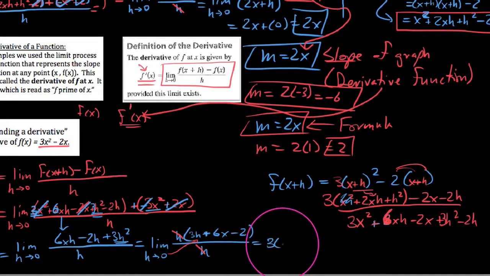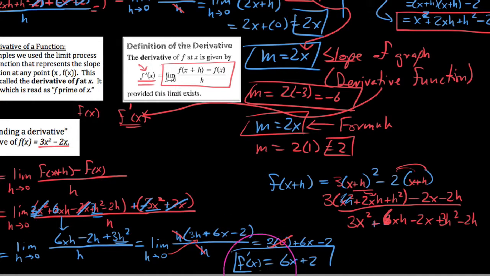So we end up with this, 3 times, in parentheses, 0, plus 6x minus 2, which this drops out, and we're left with this. f prime of x, which is our derivative formula, represents the slope of my graph at any point and is equal to this. So this formula right here is going to allow us to find the slope of this graph at any x value. For instance, if I wanted to find the slope of this graph at x equals 1, we would find f prime of 1, and this would be 6 times 1 plus 2. It would have a slope of, seems to me to be 8.